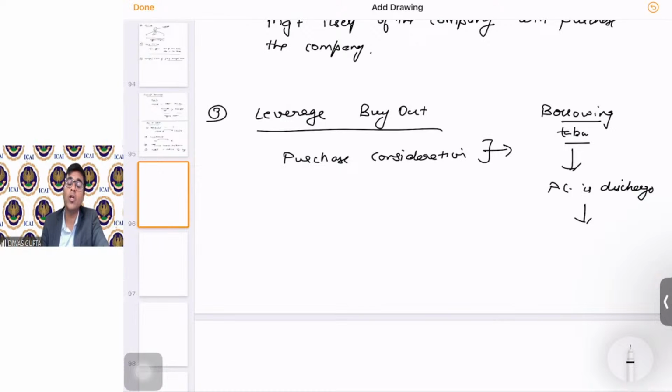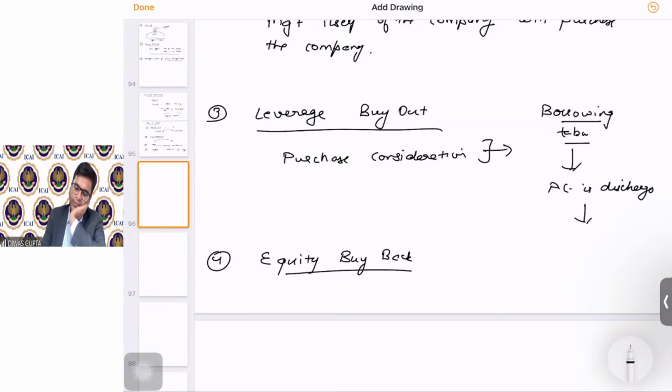Why is it done so? Because borrowing involves a lower cost of capital and you will get the tax benefits as well in that case. And the last part is the equity buyback. I think all of us know what an equity buyback is. We are asking the shareholders to sell back our equity to us and we will pay you the current market price or any other price that is agreed.